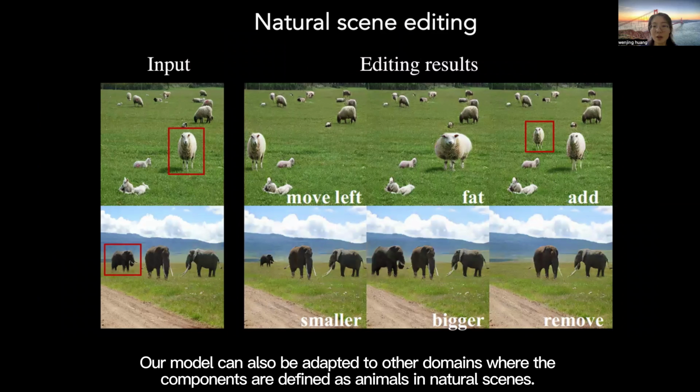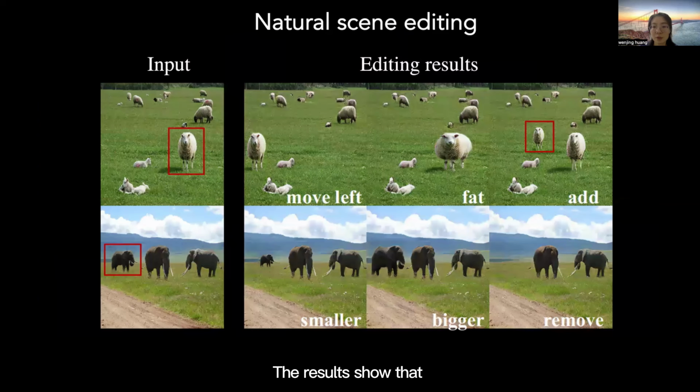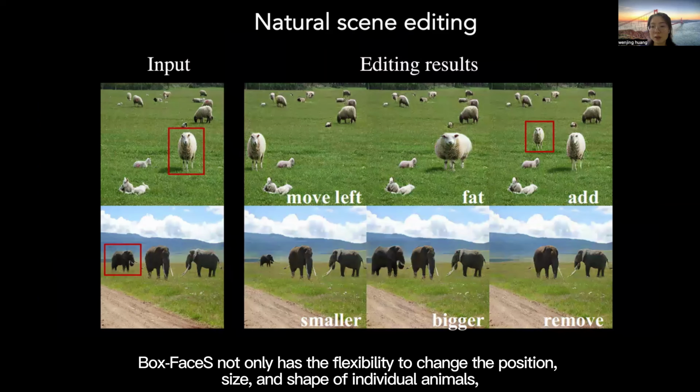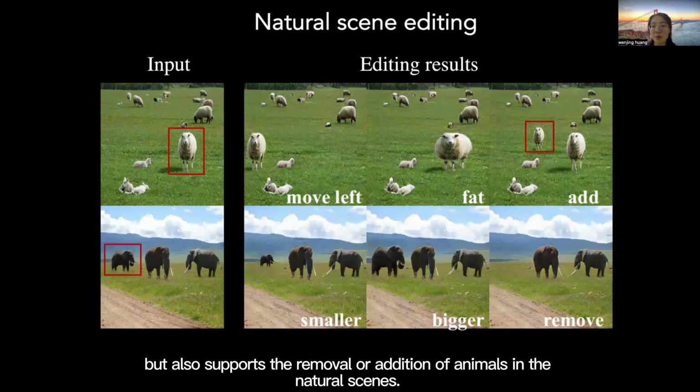Our model can also be adapted to other domains where the components are defined as animals in natural scenes. The results show that Box-FaceS not only has the flexibility to change the position, size, and shape of individual animals, but also supports the removal or addition of animals in the natural scenes.